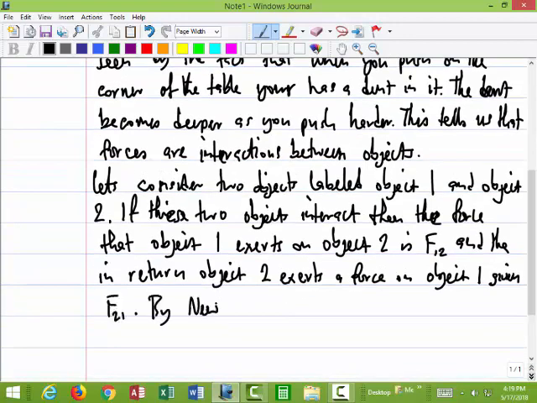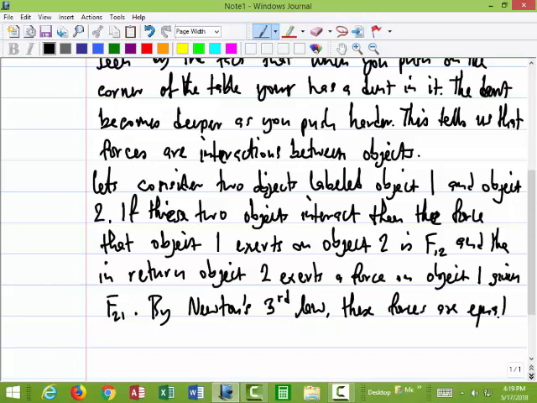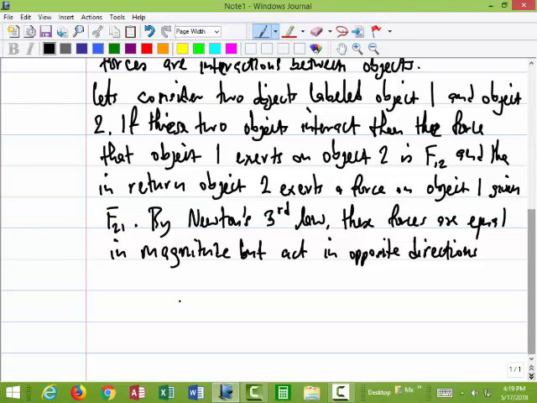By Newton's third law, these forces are equal in magnitude but act in opposite directions. We can write this symbolically as force F12 is equal to minus force F21. Note that forces are vectors, so I put a vector notation on it. This is basically Newton's third law, and we shall look at how this applies to various situations next.